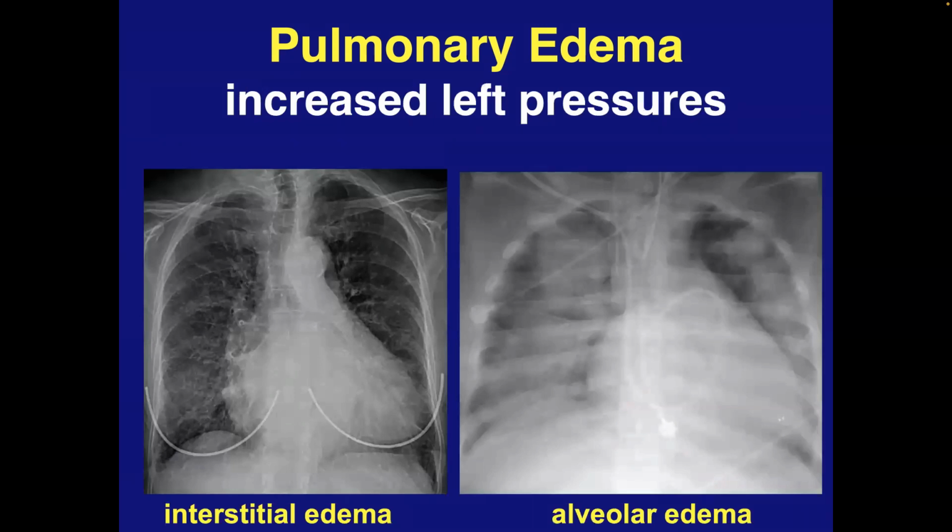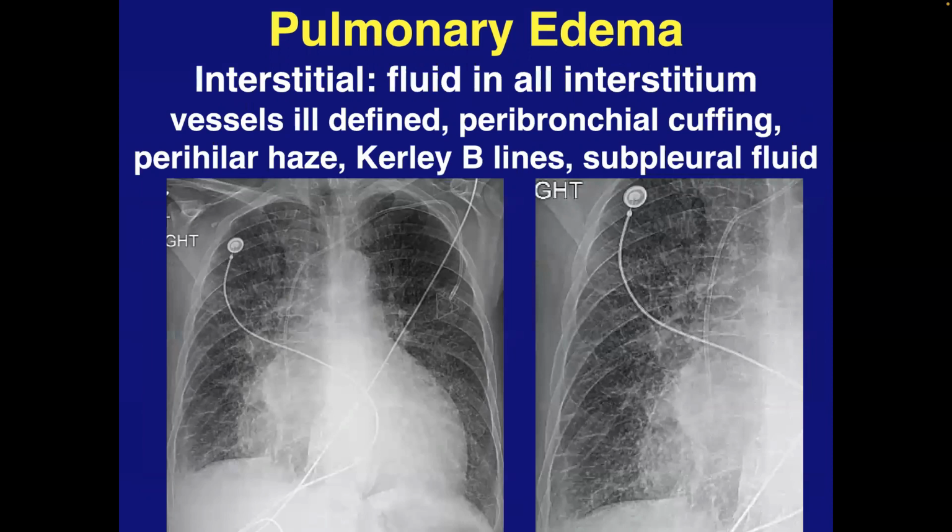If the wedge pressures increase a bit more, the patient develops interstitial pulmonary edema. And if wedge pressures increase more still, they develop alveolar edema. So I want to take a minute to talk about interstitial edema. I think it can be really hard to know when to call interstitial edema on a radiograph. I try to think about edema in terms of anatomy.